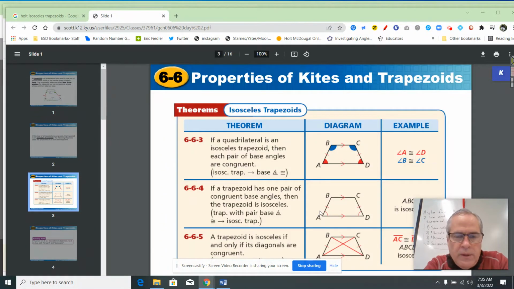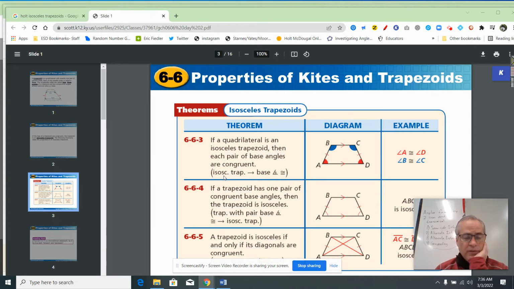Here are three theorems, and the only three theorems we're going to be looking at for a special trapezoid called an isosceles trapezoid. So, if you look at the picture right here, what makes this an isosceles trapezoid is that the legs are congruent. Remember, the bases are the parallel sides, and the legs are congruent. So, here are three theorems associated with that.